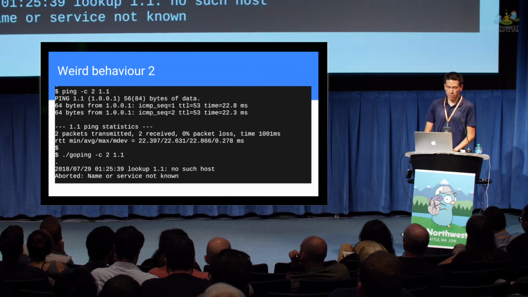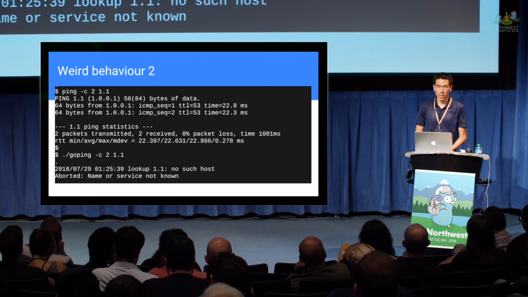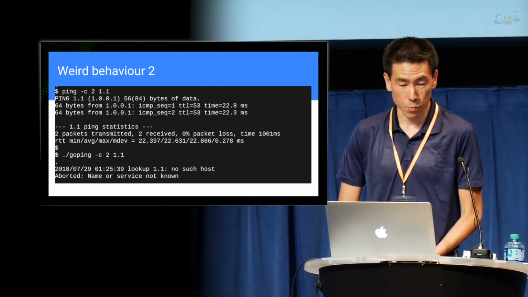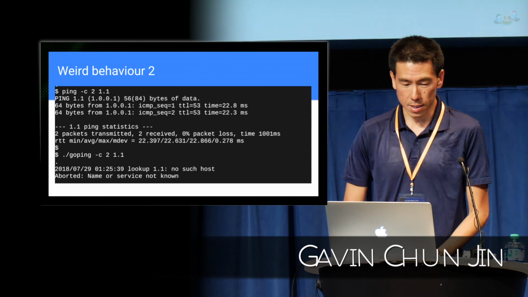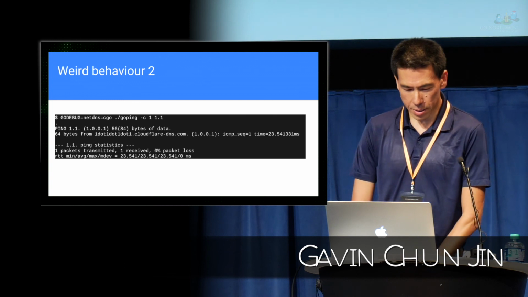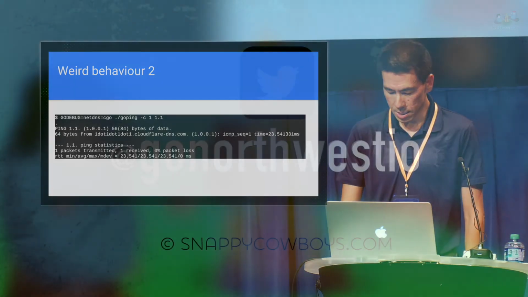I also learned that if you put in a partial IP address like 1.1, it will actually resolve to 1.0.0.1. You can try that yourself. It doesn't work on goping, but change the resolver and it works. So that's nice, and that's all.